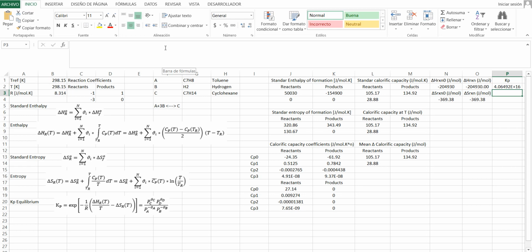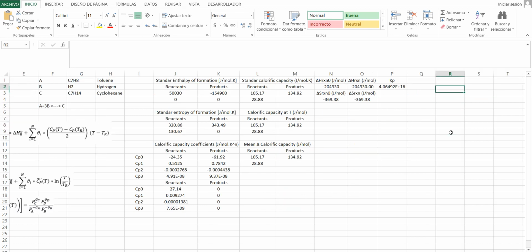That would be the answer of point A. So let's write it here. Point A. So it would be Kp at 298.15 Kelvin would be this value. So let's copy and paste it. As you can see, it's very big, but we're going to discuss that later. Okay, so that would be point A.